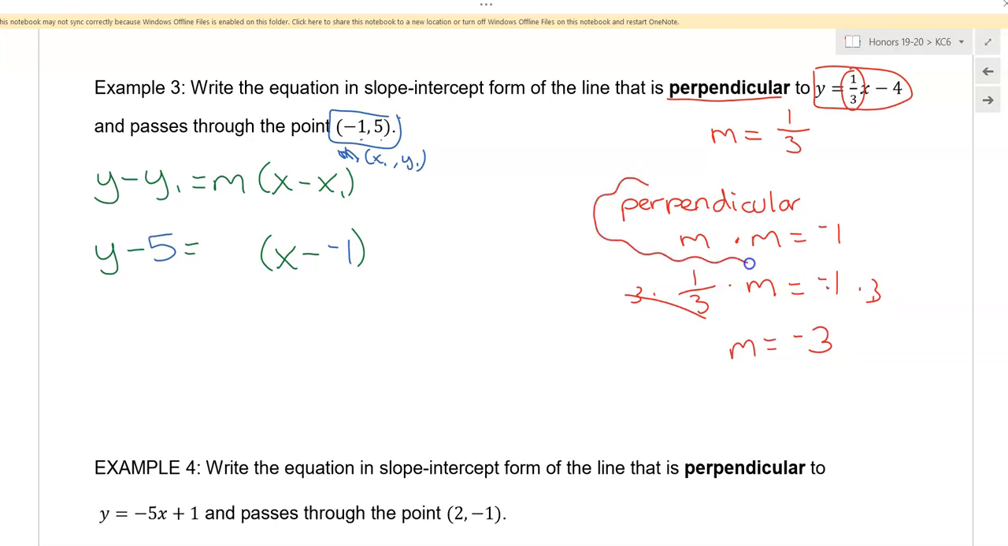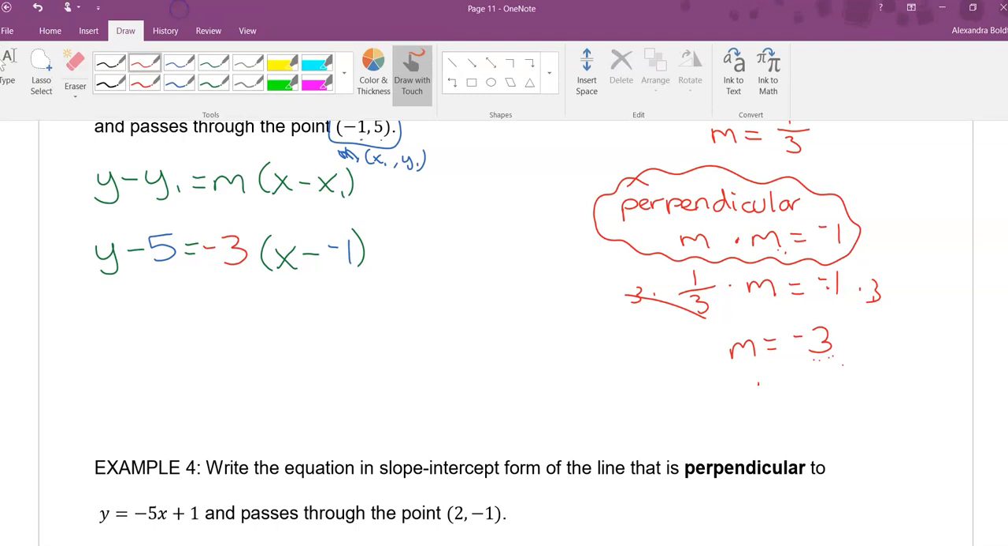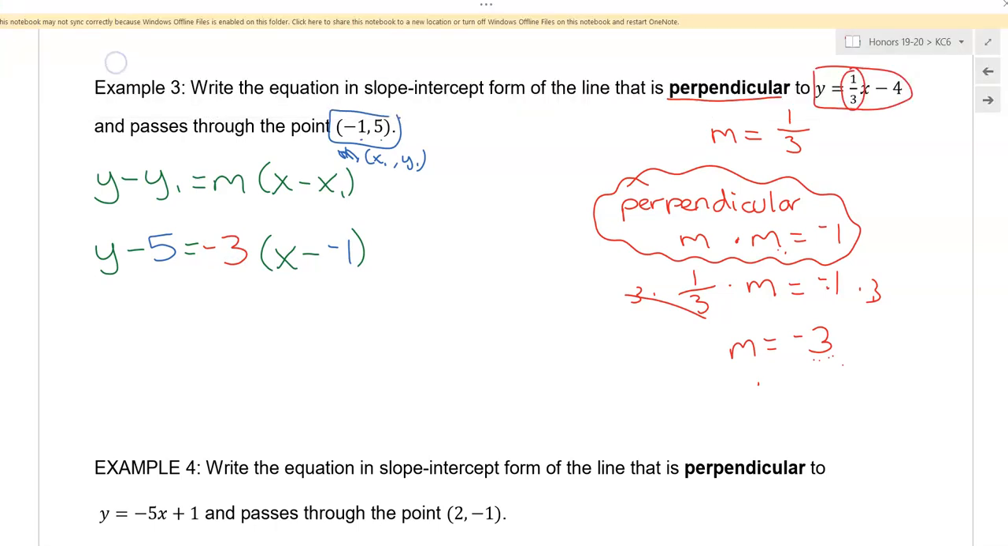Or, if it makes more sense to do the opposite reciprocal, you change the sign and you flip it. If you really need to, this is good. As you get better at seeing them and doing more examples, you'll probably be able to just see it quicker. So I don't necessarily need this work. Our slope is negative 3 here because it's a perpendicular slope.